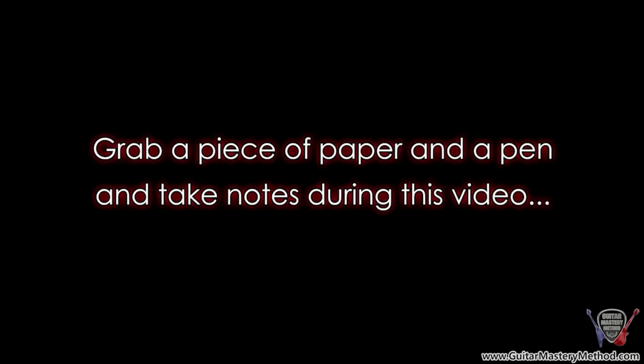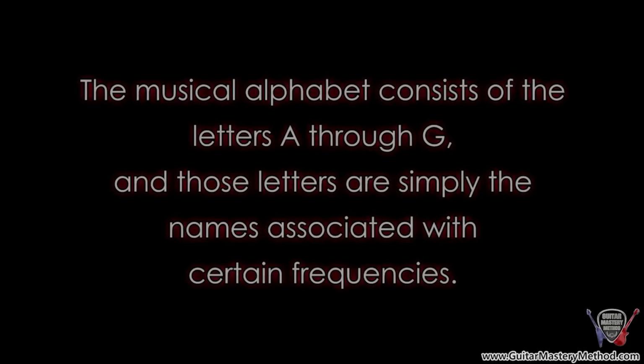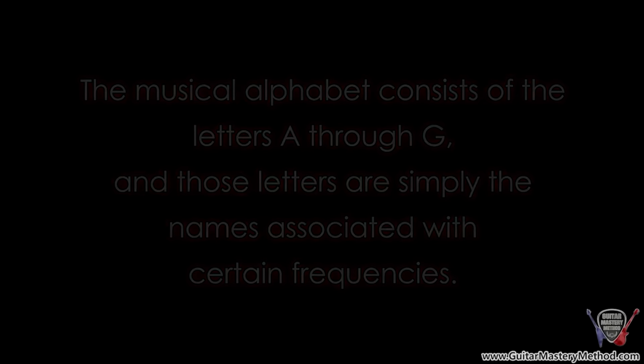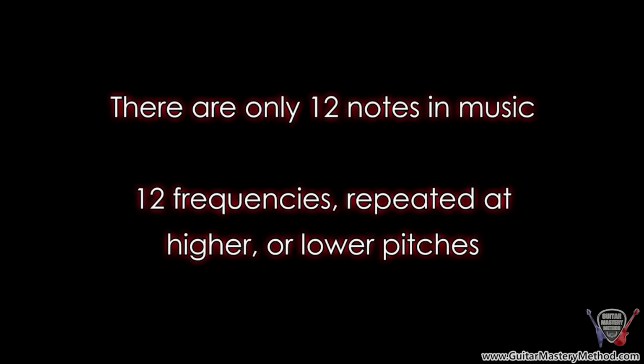Grab a piece of paper and a pen and take notes during this video. The musical alphabet consists of the letters A through G, and those letters are simply the names associated with certain frequencies. There are only 12 notes in music, 12 frequencies, repeated at higher or lower pitches.